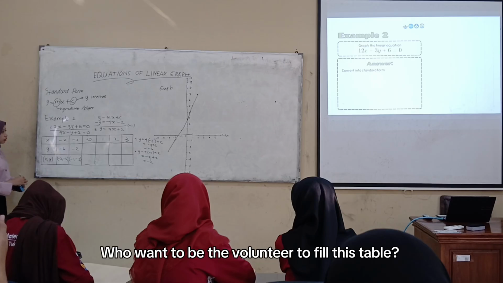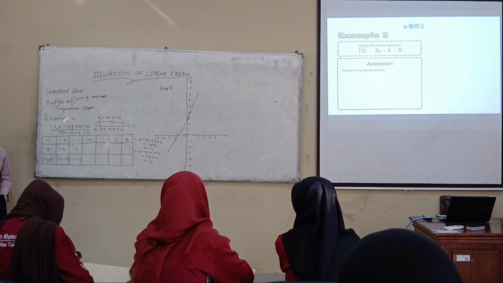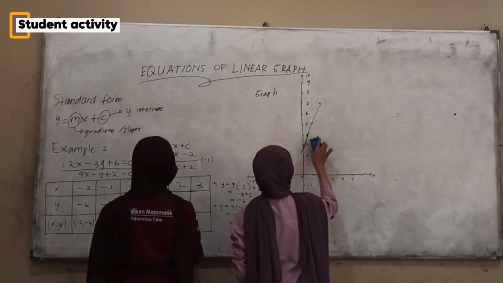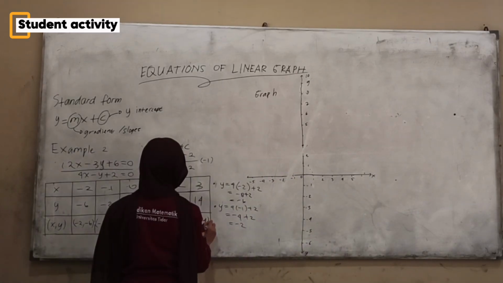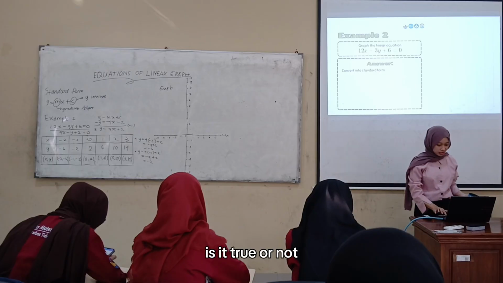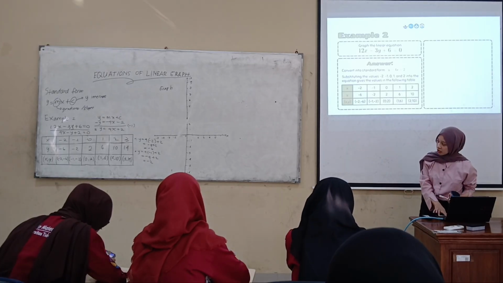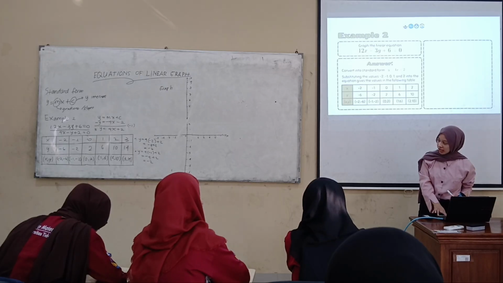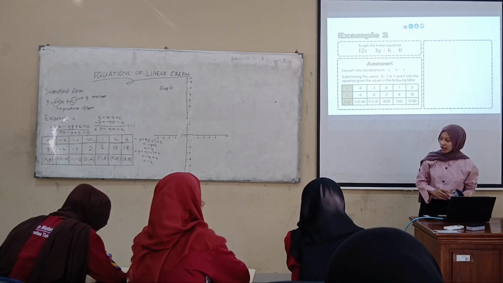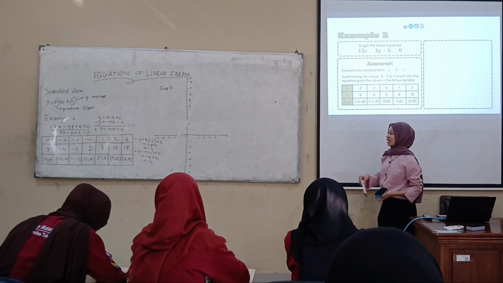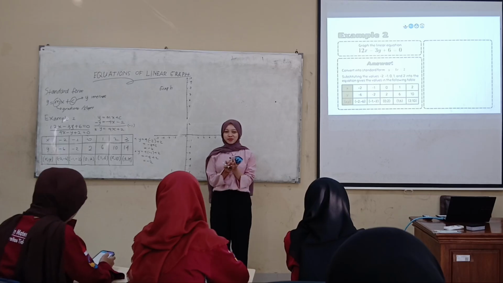So who wants to be the volunteer to fill this table? Okay, please, Lisa. Okay, let's see the answers. Is it true or not? So the answer is minus 2, minus 6; minus 1, minus 2; 0, 2; 1, 6; 2, 10; and 3, 14. Okay, that is okay. So give an applause for her.